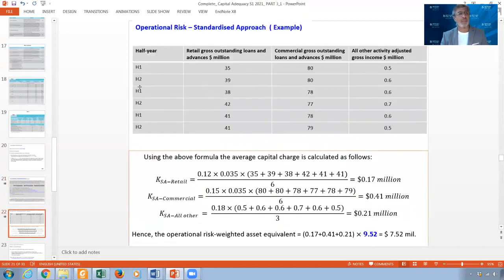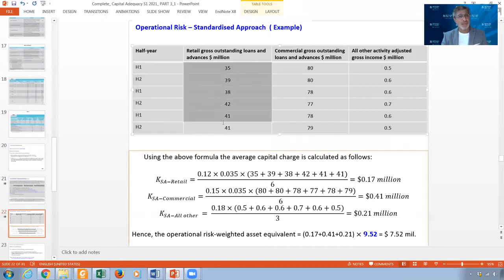Let's look at this example. So as you can see, this is the retail banking. This is the loan for retail banking for first half of year 1, second half of year 1, first half of year 2, second half of year 2, first half of year 3, and second half of year 3. As you can see, this is 6 periods, and these are the values, and these are the values for commercial banking, and these are the values for all other activities.